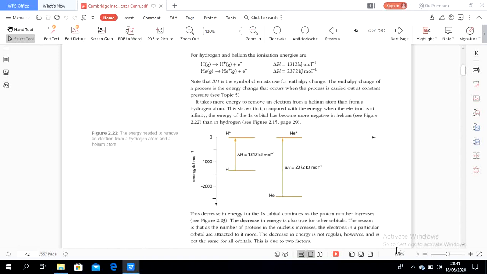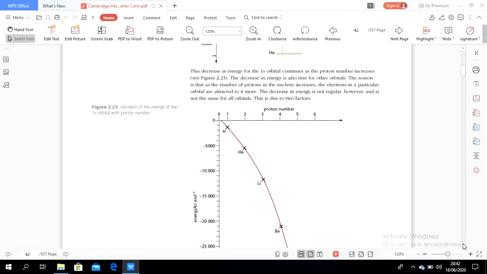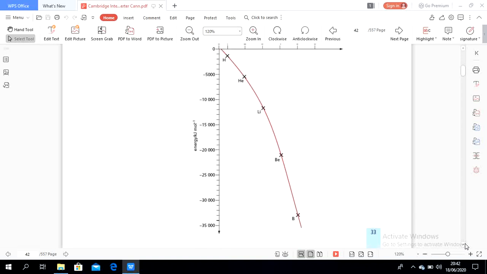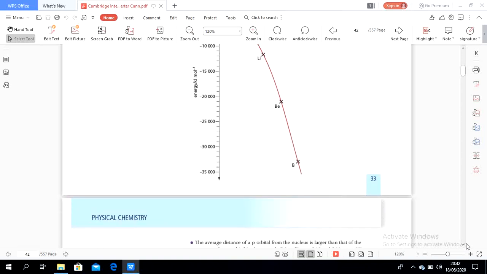Okay, and then there is a trend here. The decrease for the 1s orbital continues as the proton number increases. So if the proton number increases, this is true for other orbitals too. The reason is that as the number of protons in the nucleus increases, the electrons in a particular orbital are attracted to it more. So there is a strong attraction between the protons and the electrons.